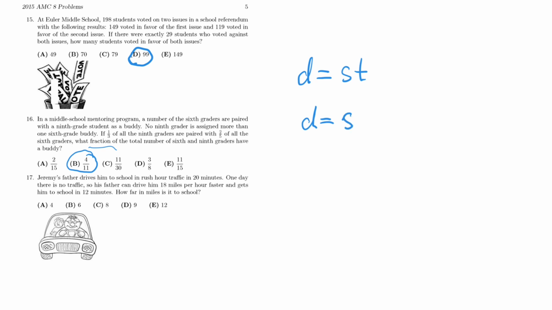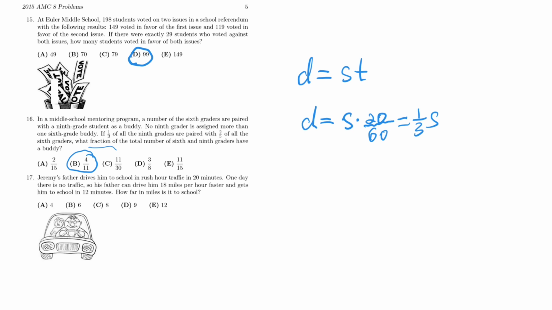Distance equals speed times time. The rush hour speed times time. Time is 20 minutes. Speed is in miles per hour, so we need to convert the 20 minutes to hours, divided by 60. So that's 1/3 of the speed equals the distance.